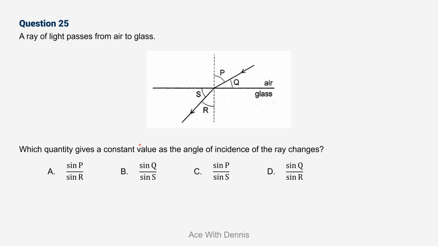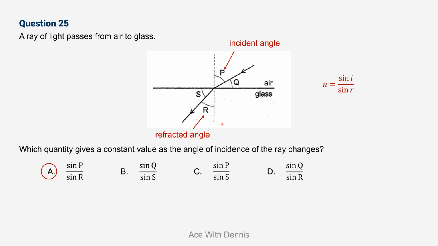Okay, to answer this question, we need to understand what is meant by this constant value. This constant value is the refractive index with the formula n equals sine i over sine r, where i is the angle of incidence and r is the angle of refraction. From this picture, this angle P is the incident angle. The incident angle is measured from the normal to the incident ray. Now next, this angle is the refracted angle.